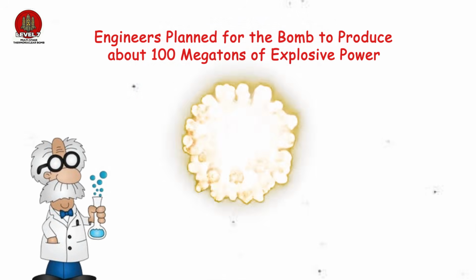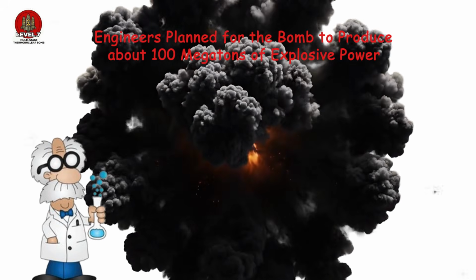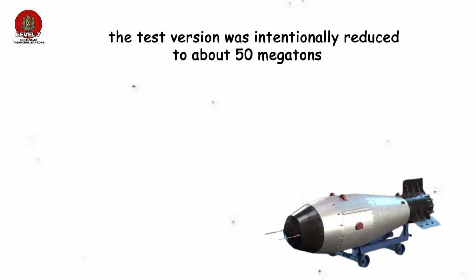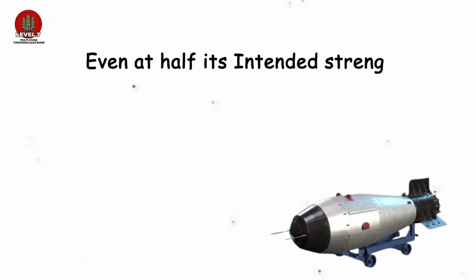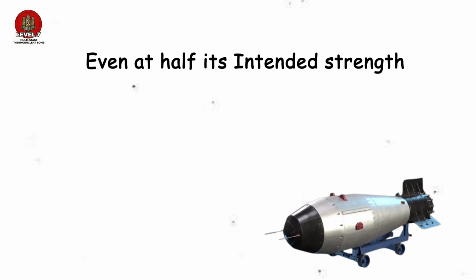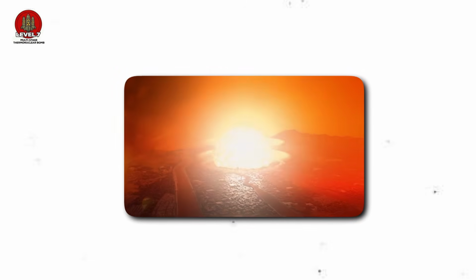Originally, engineers planned for the bomb to produce about 100 megatons of explosive power. However, the test version was intentionally reduced to about 50 megatons to limit radioactive fallout and protect the aircraft delivering the bomb. Even at half its intended strength, it became the most powerful explosion ever created by humans. The blast wave circled the Earth multiple times, and the mushroom cloud rose into the upper atmosphere.